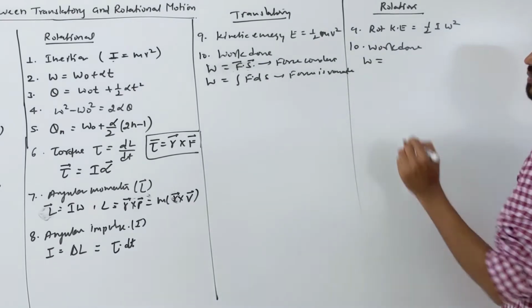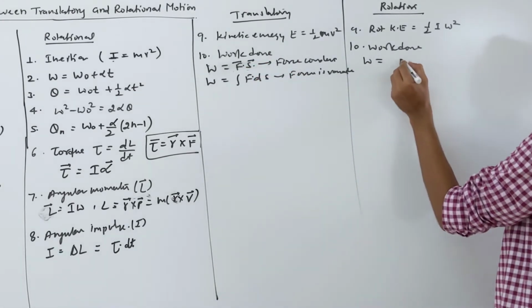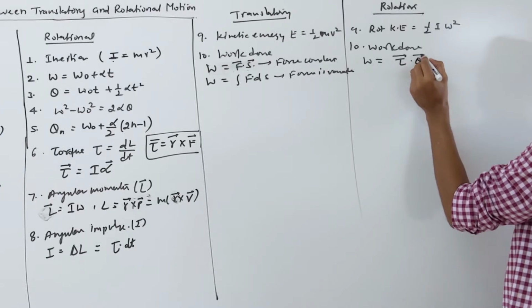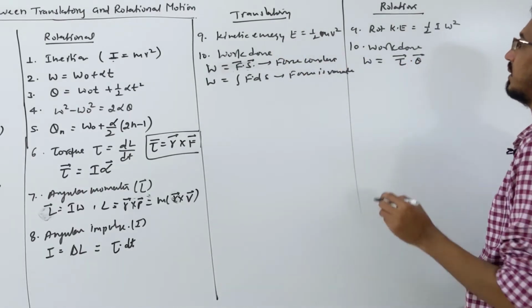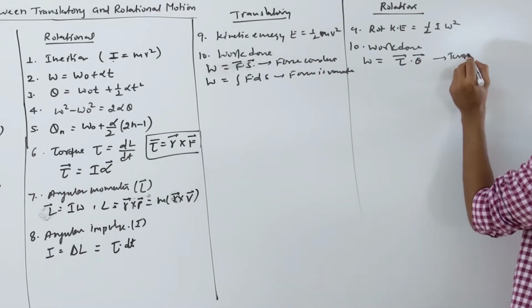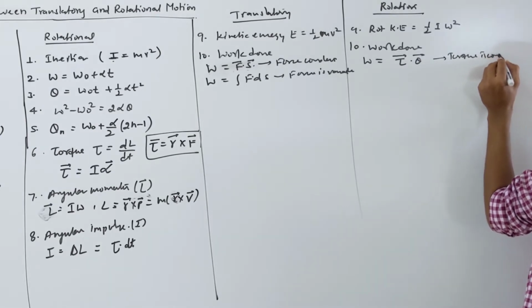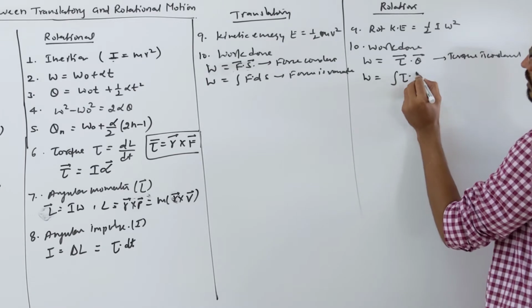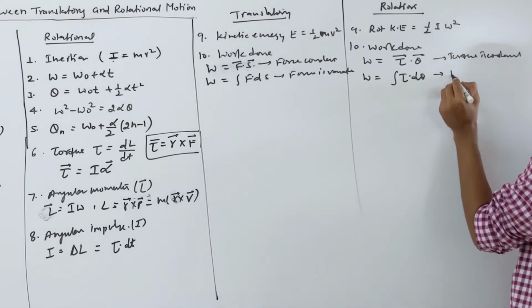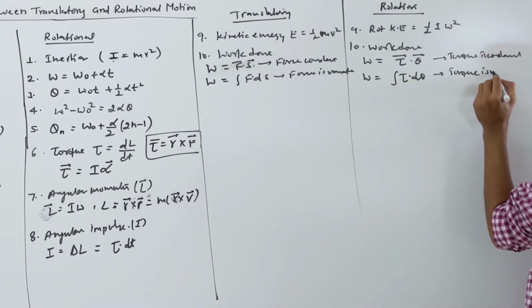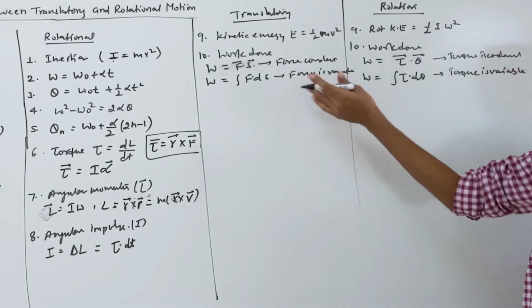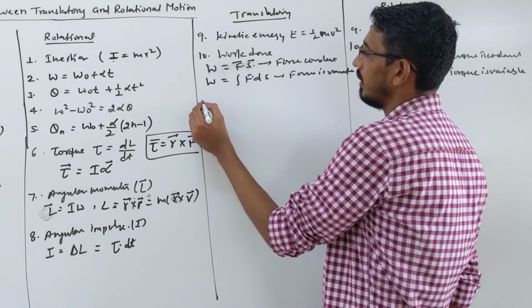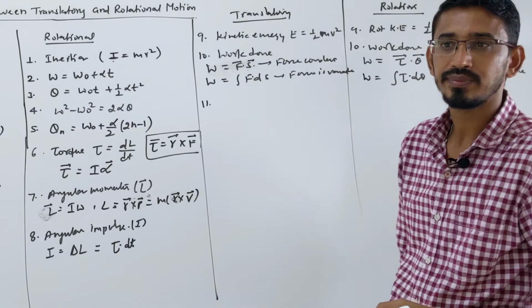So here how do you write work done? Here work done will be torque into theta, your angle. What is the equivalent of force? Torque. Displacement is angular displacement. This is when torque is constant here, right? And if torque is variable, then write integration of torque into d theta. Torque is variable. Right? Exactly the same. Okay, then you learn the work energy theorem here.